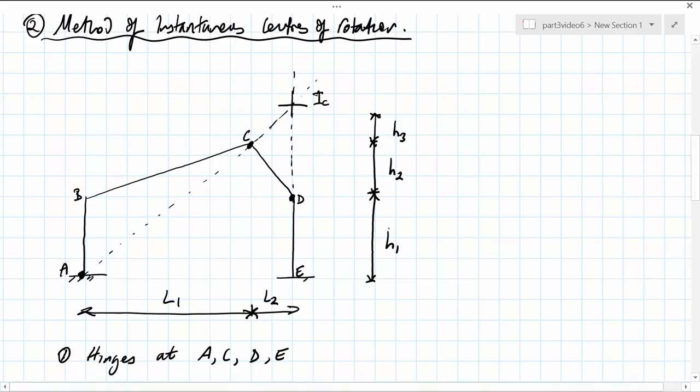The height of the structure comprises of two segments, H1 for the vertical bit and H2 for the bit that features the inclined members. The final height, H3, is the height at which the instantaneous center of rotation lies above point C. As we've said before, the rigid body C, IC, D, this rigid body, rotates through an angle theta.